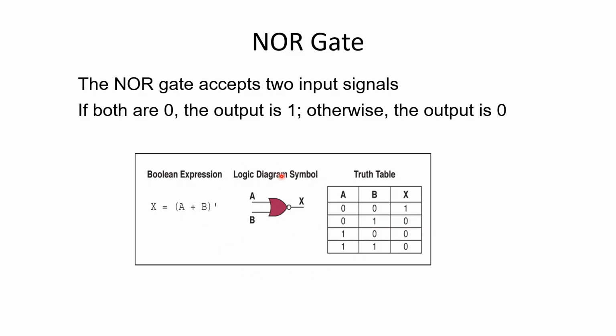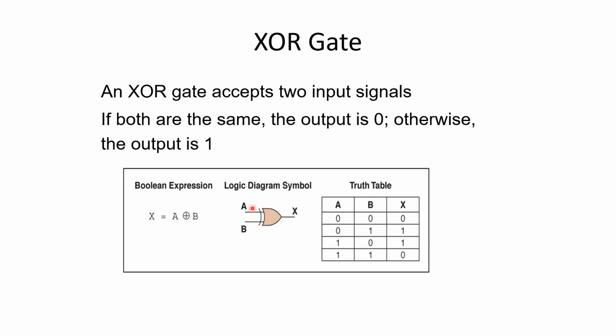The NOR gate is a combination of an OR gate followed by a NOT gate, meaning it performs the inverse of the OR operation. The output is 1 only when all inputs are 0. In other words, if any input is 1, the output will be 0. The Boolean expression for a NOR gate is x is equal to a plus b, the whole thing with a bar over it, where a and b are the inputs and x is the output.